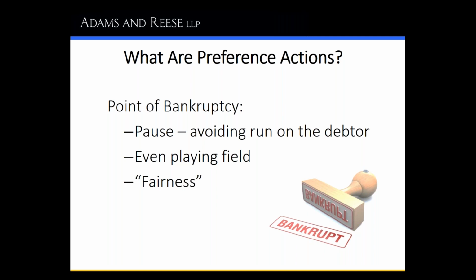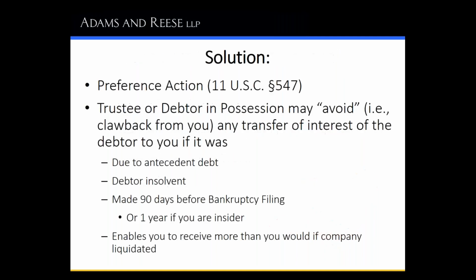An avoidance action gives the trustee, and I'm just going to call him the trustee, although sometimes it's the debtor in possession or other persons. The trustee has the right to avoid actions that the debtor took or actions that people took against the debtor, hence the term avoidance actions. But the purpose of those avoidance actions is to create equality, so all creditors of each class are treated the same. There are all kinds of different classes in bankruptcy.